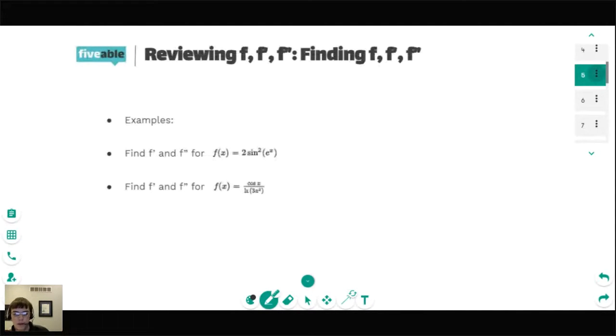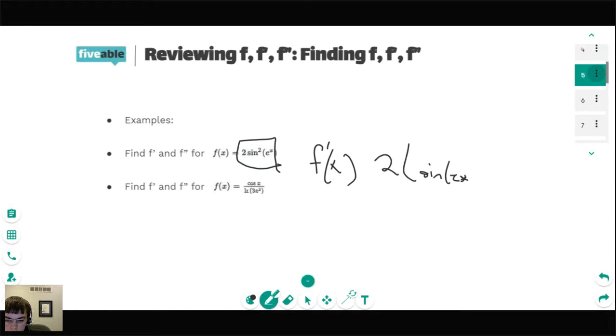All right, so just a quick review. Let's find f prime and f double prime for these two functions. So you'll notice here that to find f prime of x, we've got a chain rule. And remember, this is kind of a wrinkle that we have with this notation for sine functions. To notate a trig function raised to a power, you put it right there. So this is really 2 times sine of e to the x, squared.